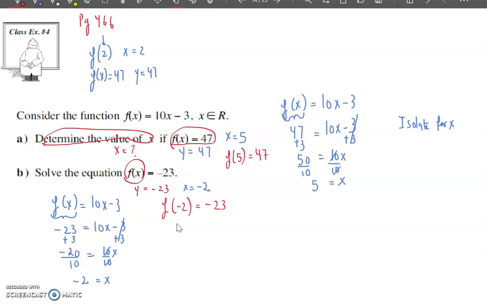Okay, so you need to remember these two things, what they mean by it. x is given, solve for y. And when they give it in this form, y is given, solve for x.